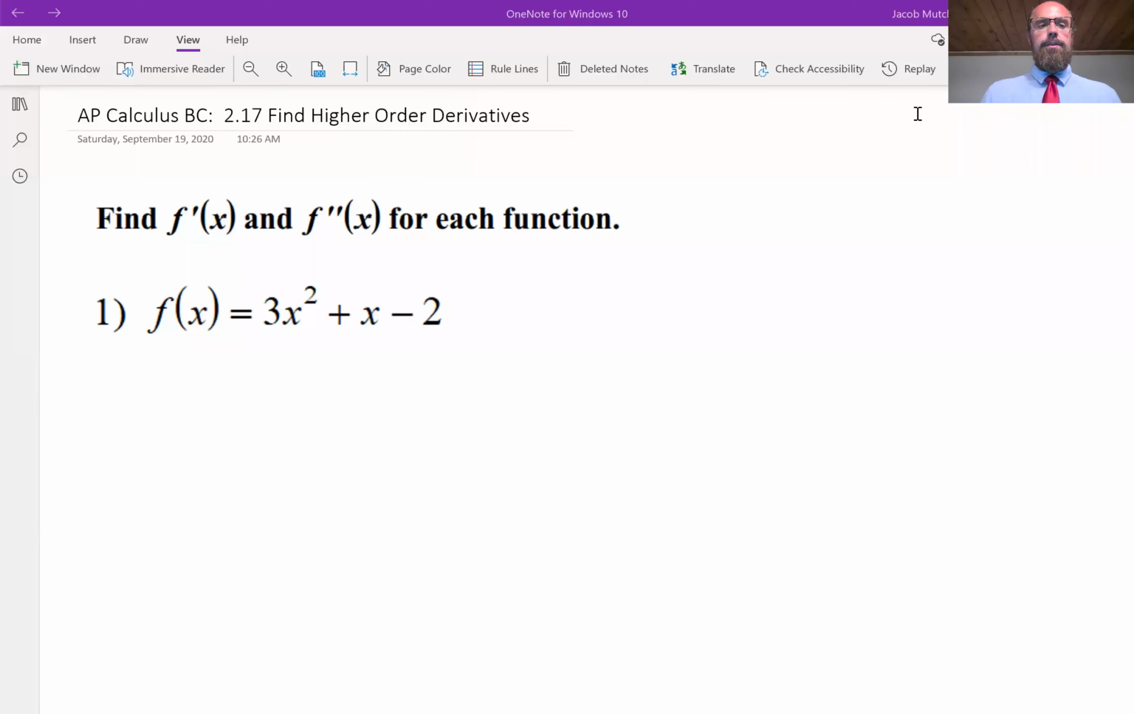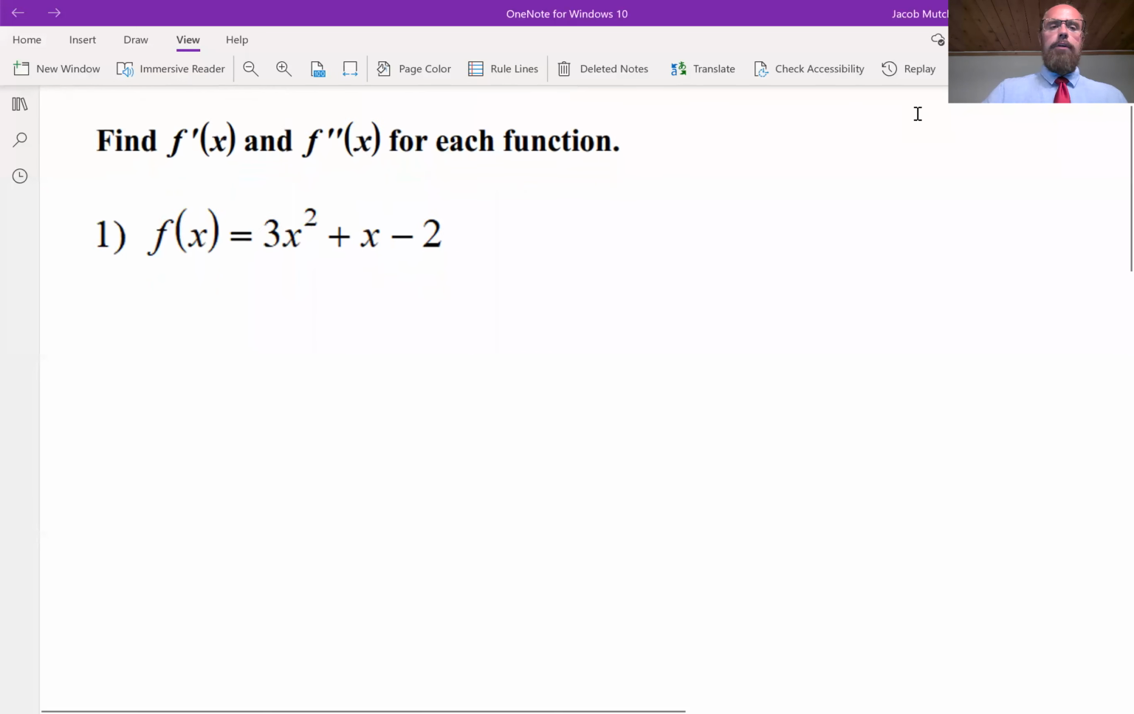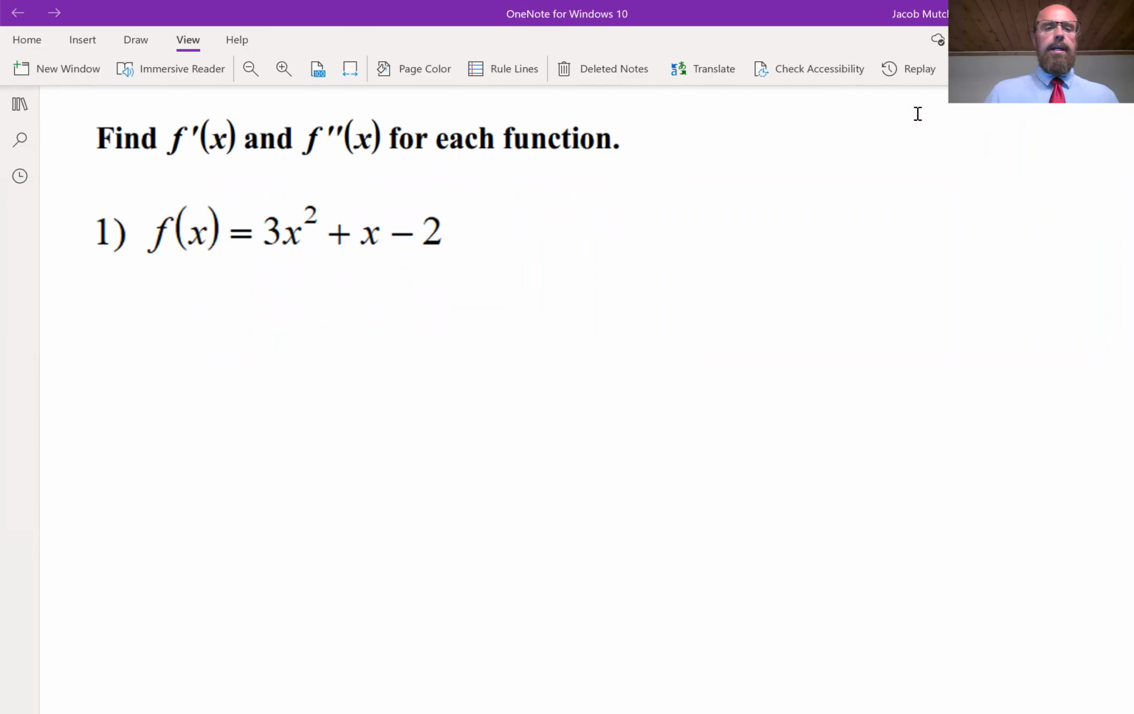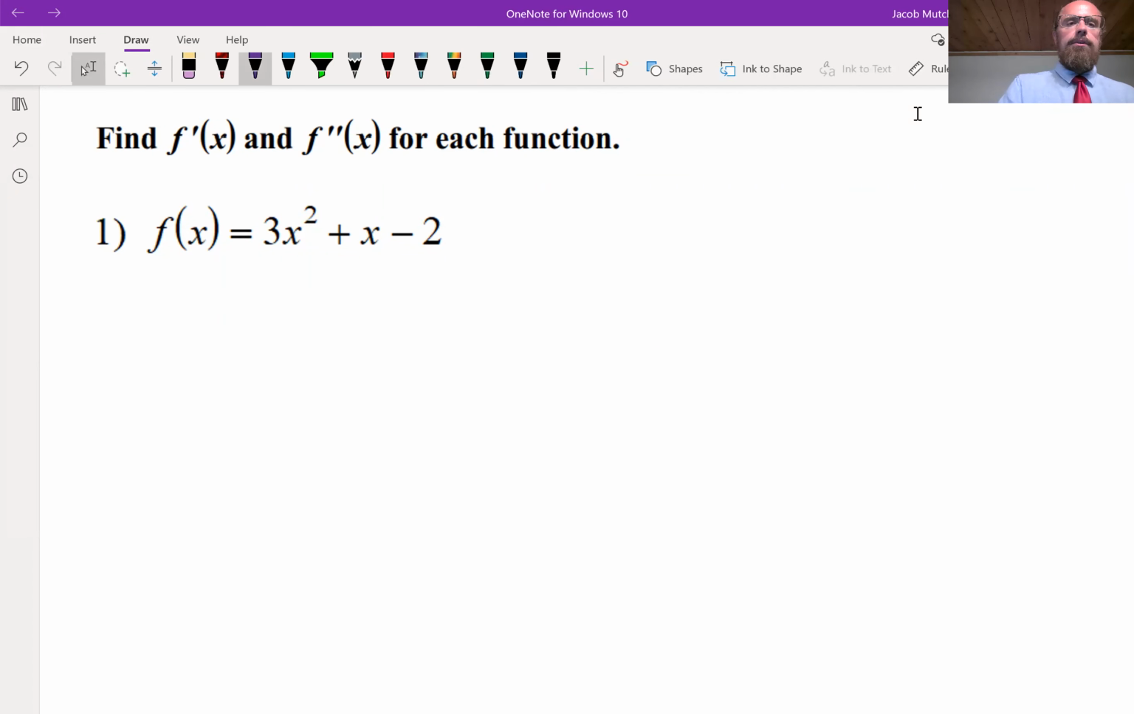Welcome to Calculus. Today we will investigate finding higher order derivatives, focusing on finding the first derivative and the second derivative. Let's take a look at three examples, three different types of functions. So for our first function, we're looking at a quadratic, f of x equals 3x squared plus x minus 2. And we want to begin just by taking the first derivative of this function.